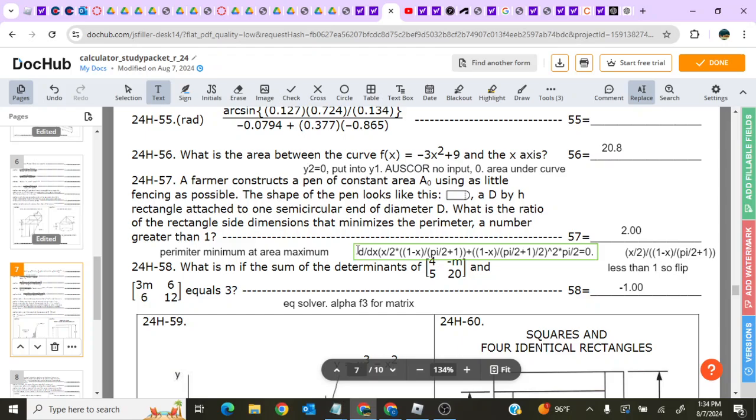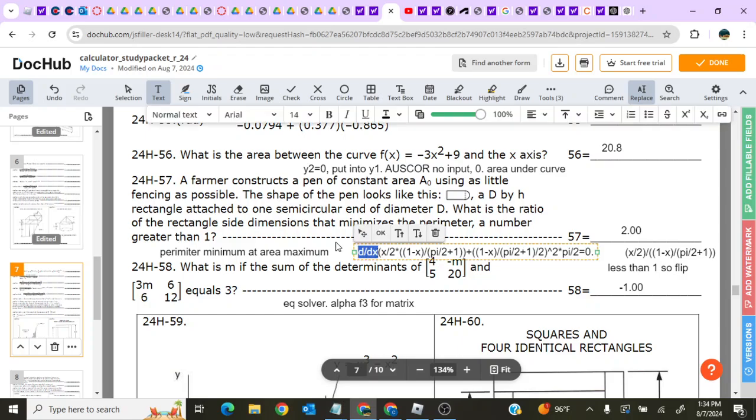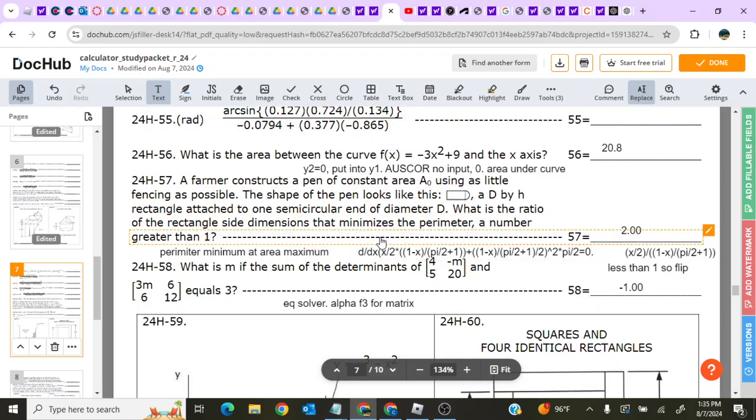Actually, I never said why the derivative is equal to 0. The perimeter minimum is when the derivative is equal to 0. So that's why you need to set the derivative equal to 0. Because that would happen at the perimeter minimum and area maximum.